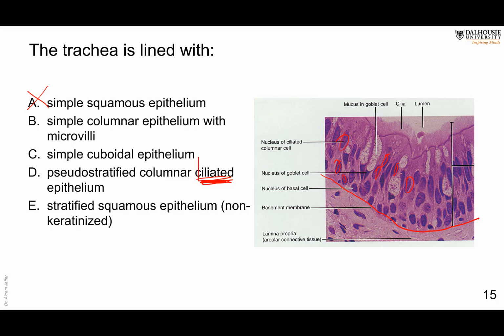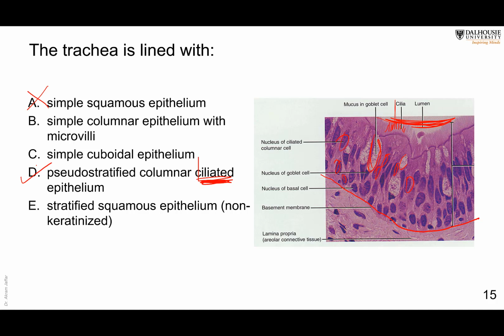Not all the cells reach the lumen, and the cells reaching the lumen have these cilia which always beat. In addition to that, it has mucus glands in the form of goblet cells, unicellular mucus glands. They produce a thin film of mucus on the surface that traps the particulate matter, and this is swept away by the beating of the cilia. So it is pseudostratified columnar ciliated epithelium.